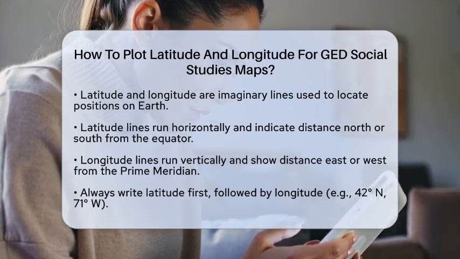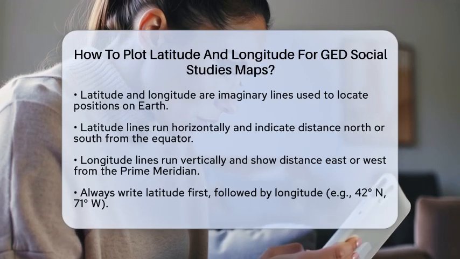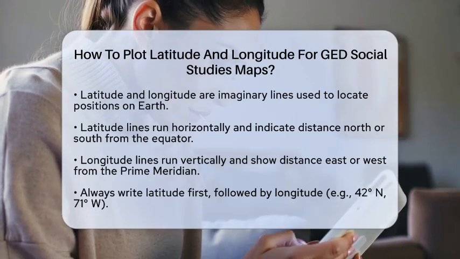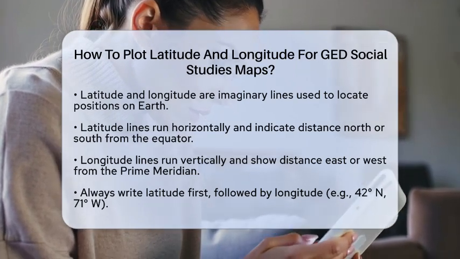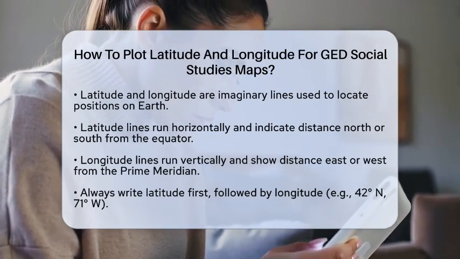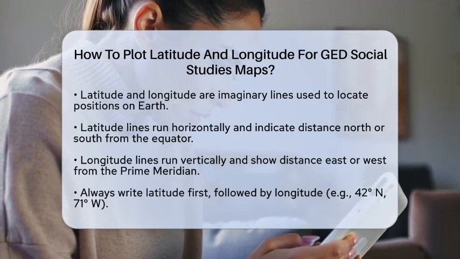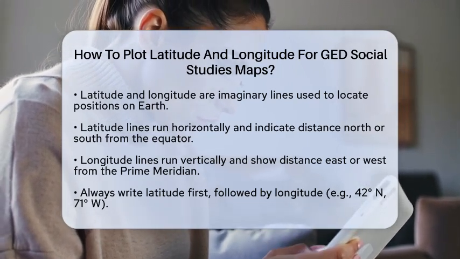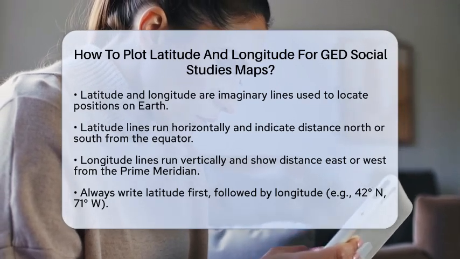First, it is important to know that latitude and longitude are imaginary lines that help us find exact spots on Earth. Latitude lines run horizontally and tell us how far north or south a location is from the equator, which is 0 degrees latitude. Longitude lines run vertically and indicate how far east or west a place is from the prime meridian, which is 0 degrees longitude.